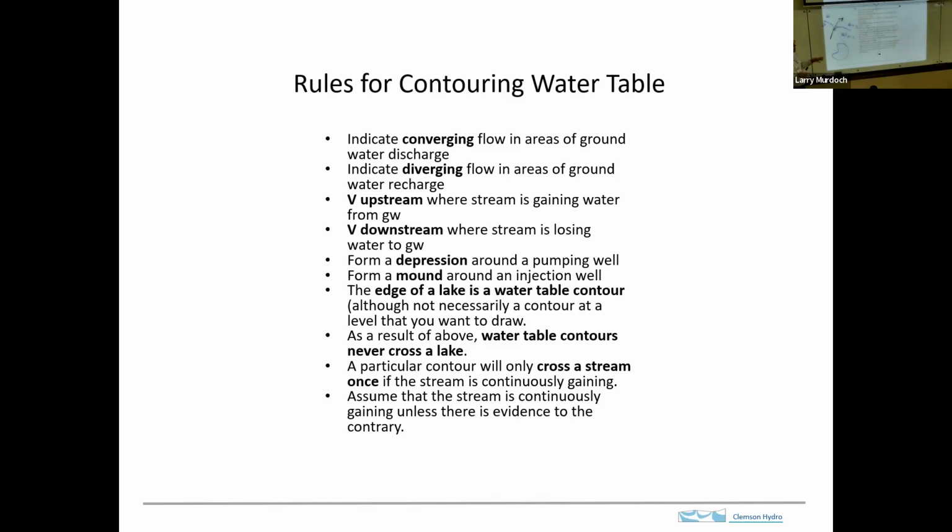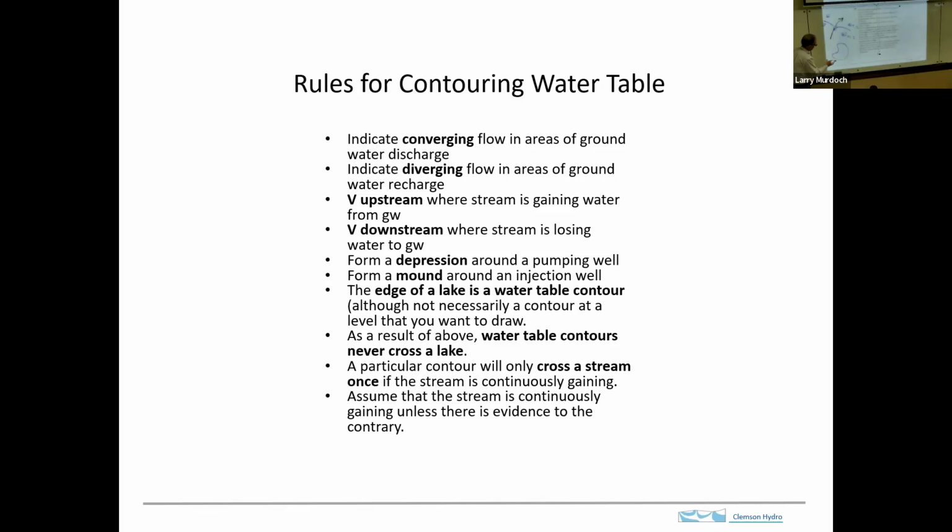Well, they won't cross when you're contouring. For sure, they're not going to cross when you contour the water table. If you have contours crossing, it means that the surface that you're contouring goes back on itself. So for a topographic contour, if you have an overhang, then those contours would cross, but we're not really ever going to have that in a water table. So we won't have contours crossing.